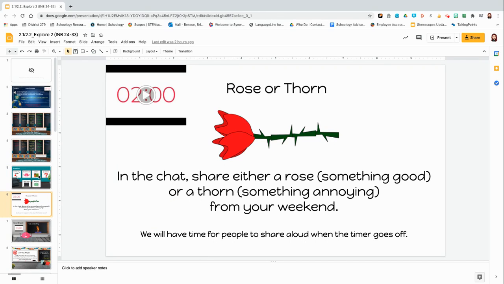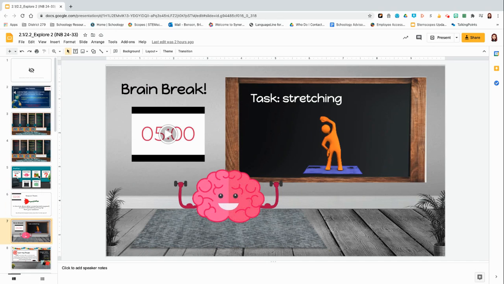In the chat, share either a rose, something good, or a thorn, something annoying from your weekend. We will have time for a few people to share out loud when the timer goes off, and then we'll take our brain break. We'll have 5 minutes to take care of ourselves so that we can come back ready to do some science.